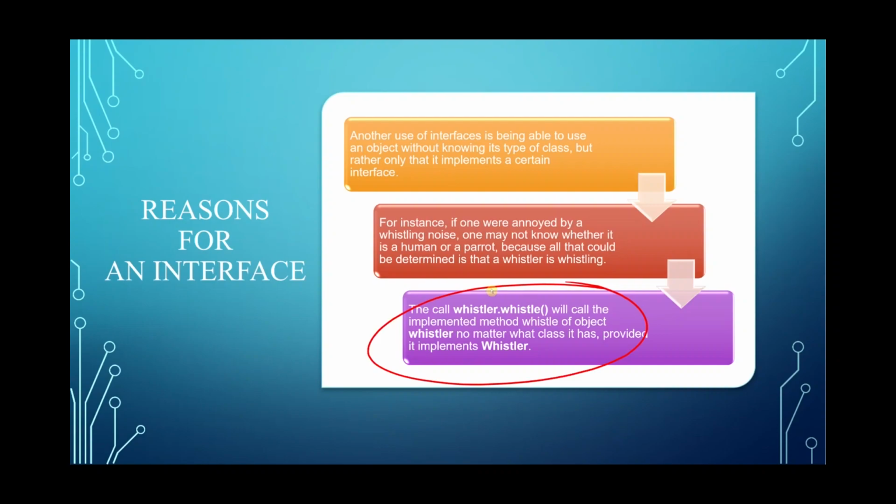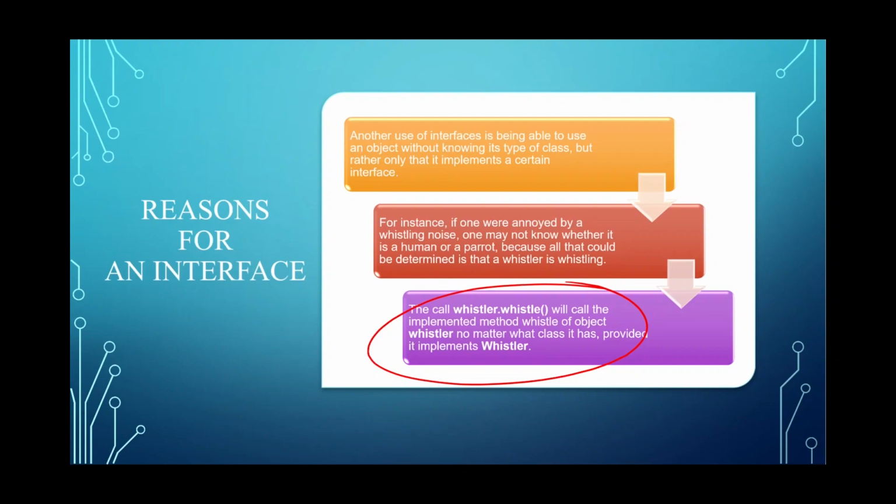That means, for instance, if you were annoyed by a whistling noise, you hear someone or something whistling, but you don't know exactly who's whistling. Now, we know that a parrot can whistle, and a human can whistle, right? So it could be either, but you don't know.